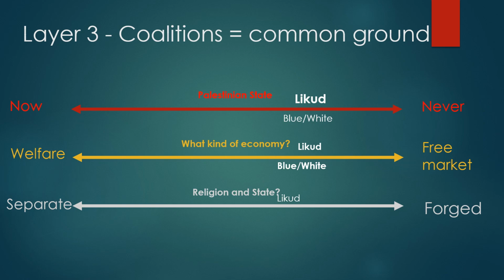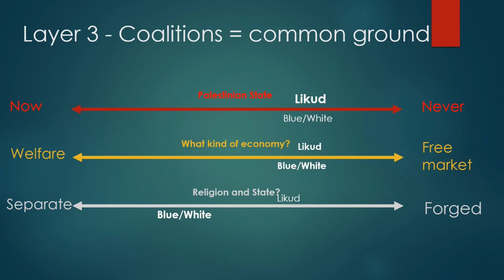But then on the question of religion and state, Blue and White are much further over to the left. The number 2 in the Blue and White Party, Yair Lapid, has been very, very active in working against the political interests of the Haredi parties, the ultra-Orthodox parties, whereas the Likud has often seen them as their natural partners. So on the face of it, you would think, okay, no common ground, therefore these two parties couldn't work together.